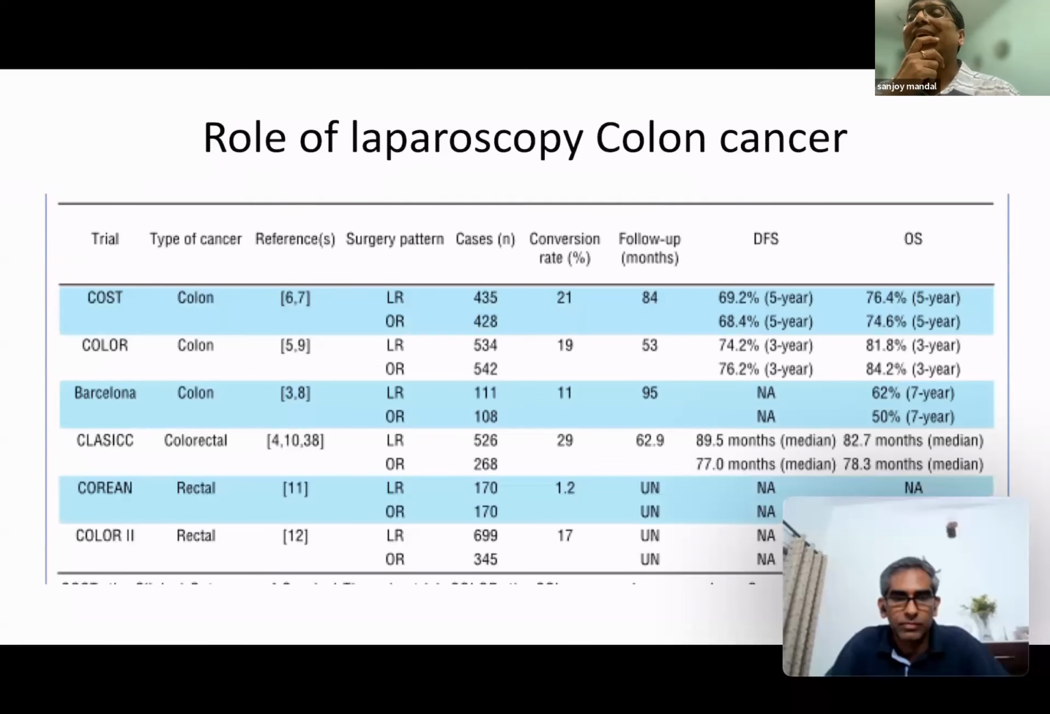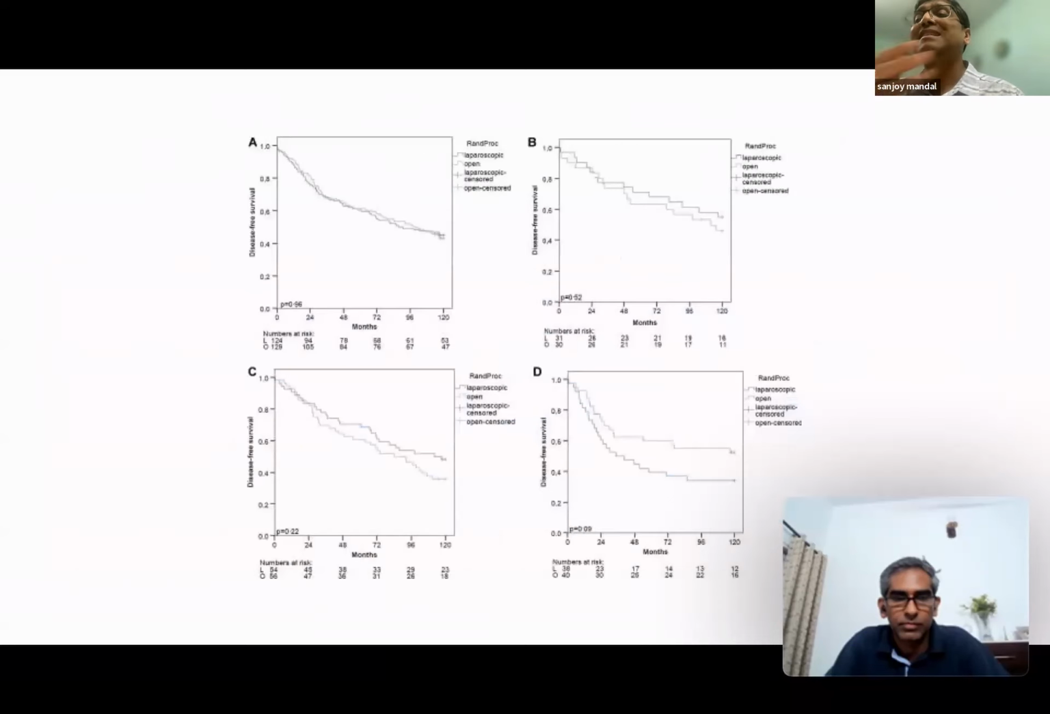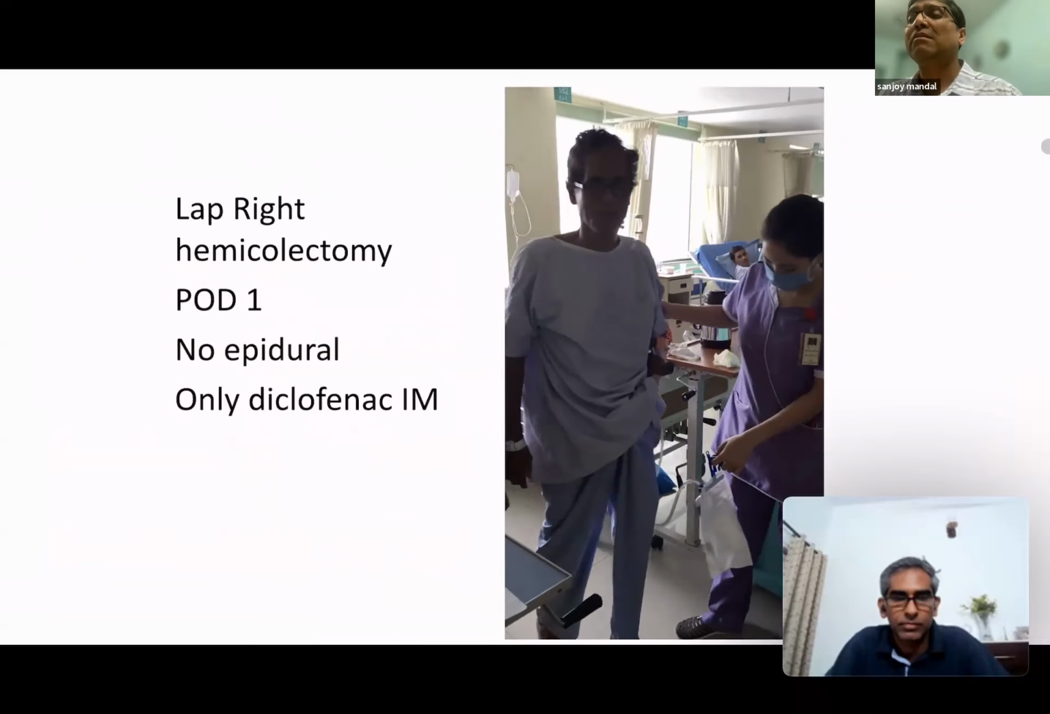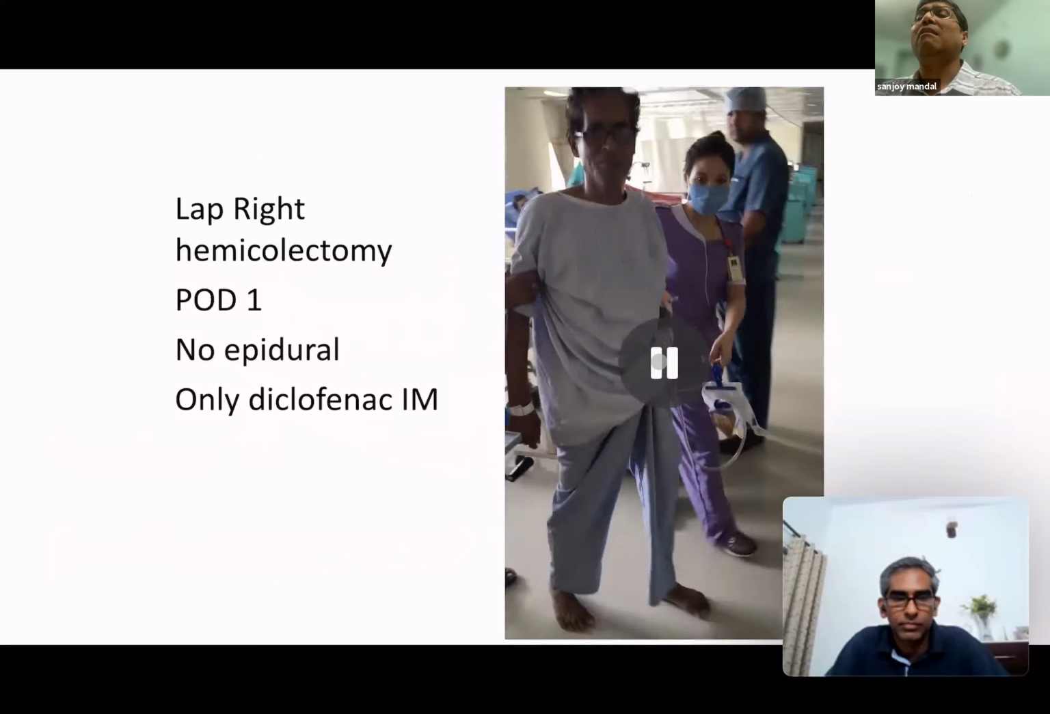If you look at the trials which are available, they have shown a similar picture of better short-term outcome with similar long-term outcome. So laparoscopy has become more and more acceptable and almost the gold standard for colonic resections. This is just showing the long-term outcome for laparoscopy, which is similar in almost all stages A, B, and C vis-a-vis standard open surgery. And this is just a video I had.